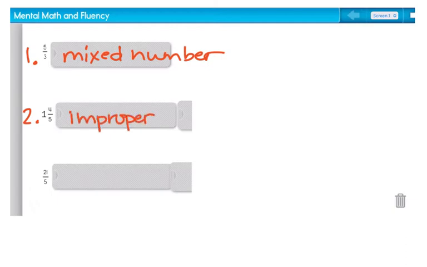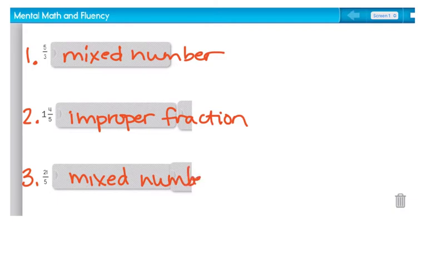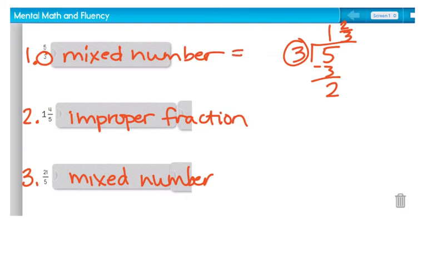For number 2, you're going to take that mixed number and turn it into an improper fraction, where the top number is larger than the bottom. The numerator is larger than the denominator. And number 3, you're going to take that improper fraction and change it to a mixed number. For example, 5/3 would be the same as saying, how many 3s are there in 5? Well, there's 1. 2 is our remainder, so we write that as a numerator. Our denominator never changes. So this one would be 1 2/3.